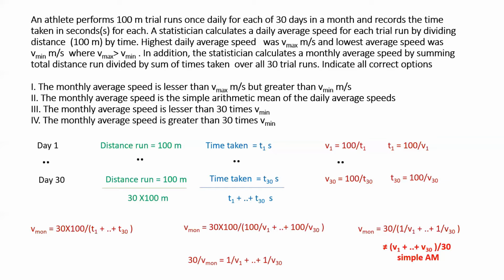So if we change sides, and this is just a simple manipulation of the same equation, we basically can get 30 by Vmon is equal to 1 by V1 plus 1 by V2 plus so on till 1 by V30. So 30 times 1 by the monthly average speed is equal to the sum of the reciprocals of the average daily velocities. So this is what this means.